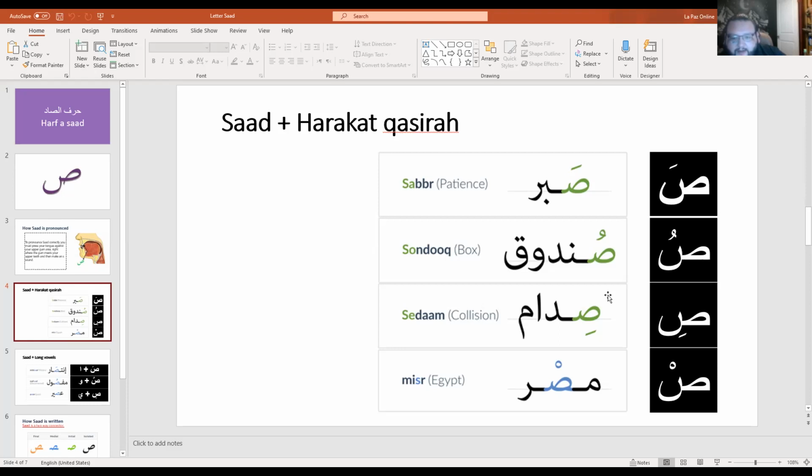Okay, I get you. If there is a seen, I will pronounce a seen. So in Arabic, each letter will always have its sound. So if it's a seen, it's a seen. If it's a sod, I will always pronounce a sod. So you were asking if I have a sod, do I pronounce it as a seen? No, if it's a sod, then it's a sod. If it's a seen, it's a seen.